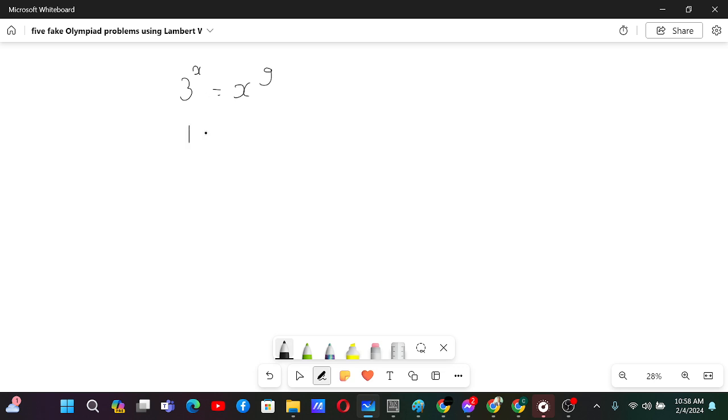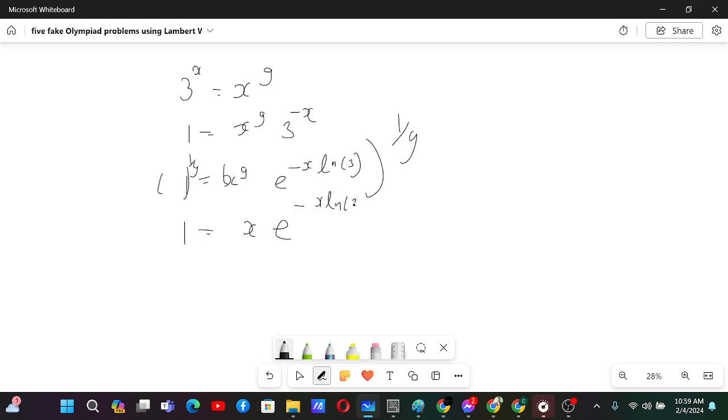Now the same approach applies for this problem as well. 1 equals x to the power 9 times 3 to the power minus x. Now again use e, which gives us e to the power minus x ln 3. Then again the same approach, but first we need to make this just x. So first let us take the 9th root on both sides, which gives us 1 equals x times e to the power minus x ln 3 by 9. Now let's introduce the constants here as well, so we multiply by minus ln 3 by 9 on both sides.